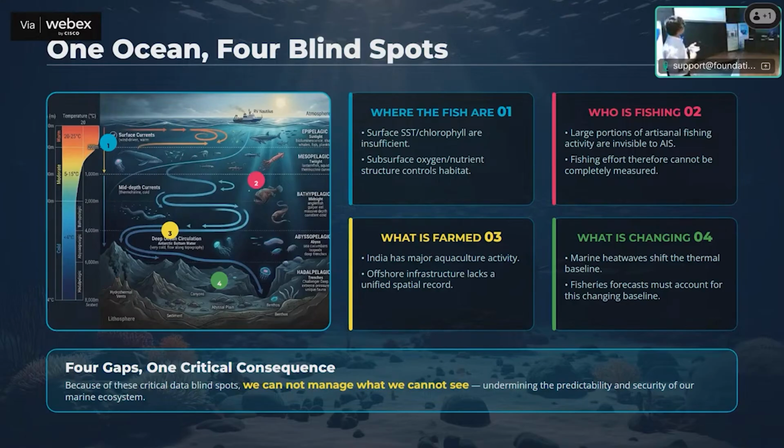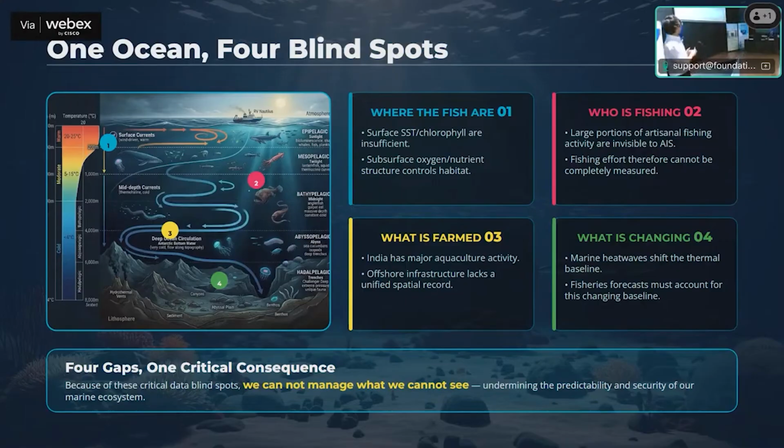And then the next question comes: who is fishing? This is a vast part of the Indian Ocean and Indian maritime which is not being covered properly. This is usually done using AIS, and the majority of fishing activities are done by small fisherfolk who don't have big fleets to have an AIS system. All this major fishing part goes unnoticed.